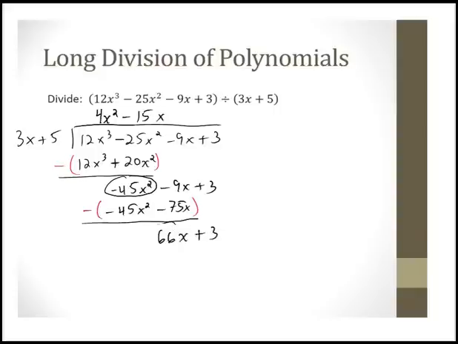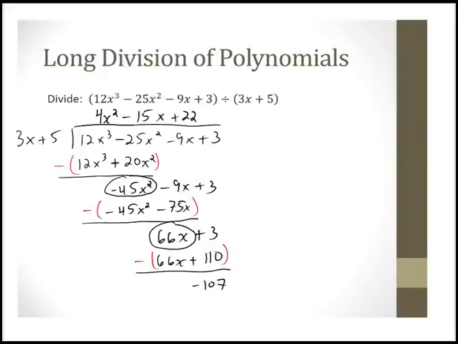Repeating the process. 3 divides into 66 22 times. Multiplying back, that's 66x plus 110. Subtracting that line. 66 take away 66 is 0. 3 take away 110 is negative 107. So here we have a remainder.